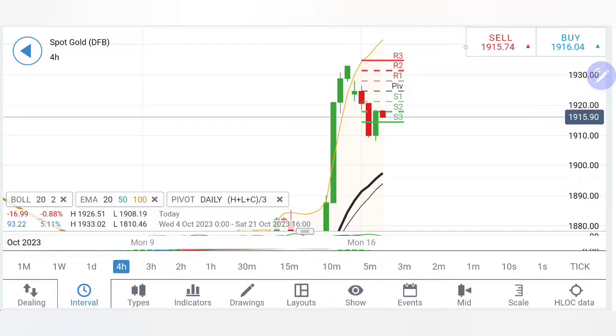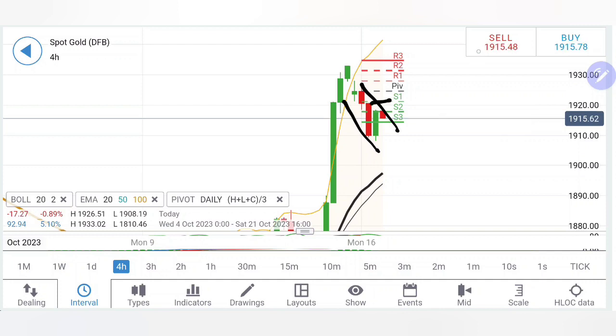Coming to 4. Similar observation on the 4 hour charts. Lower highs, lower lows. It is trading in this bearish zone. It has to break past 1922, rather I will say. Beyond that, a little bullishness may be seen. Else, we are not going to buy gold as long as it stays below 1922.